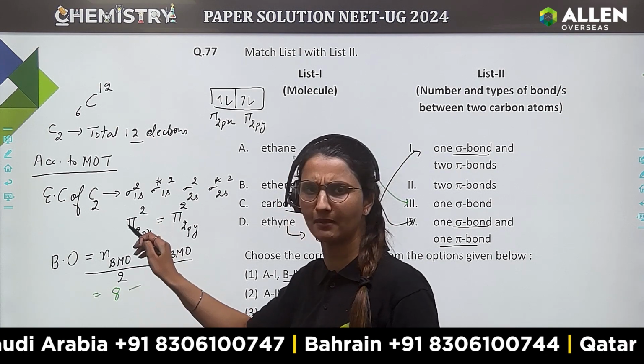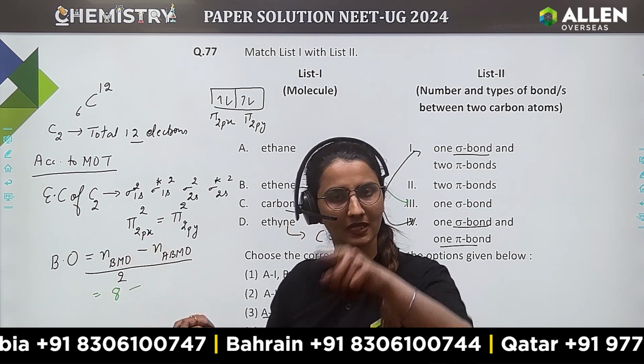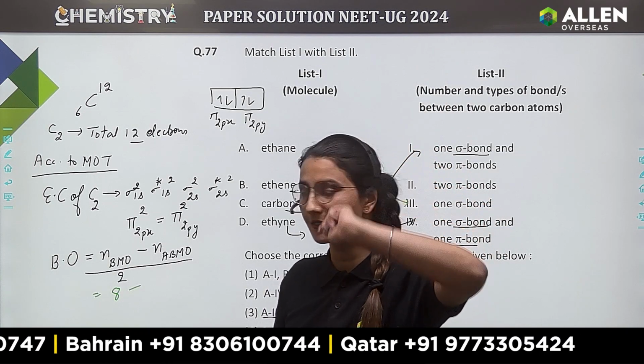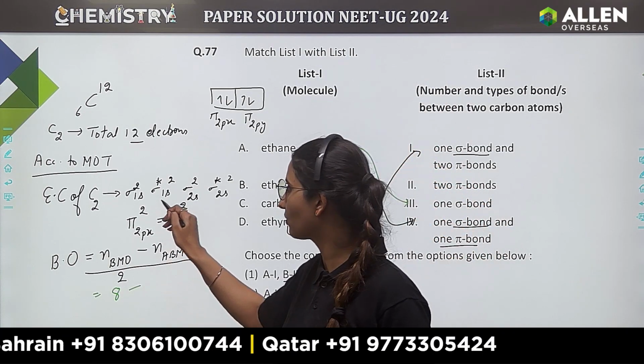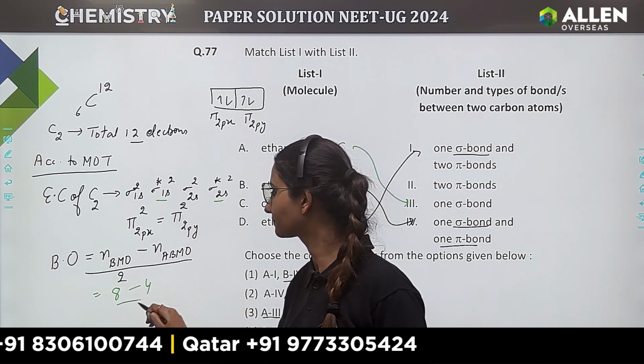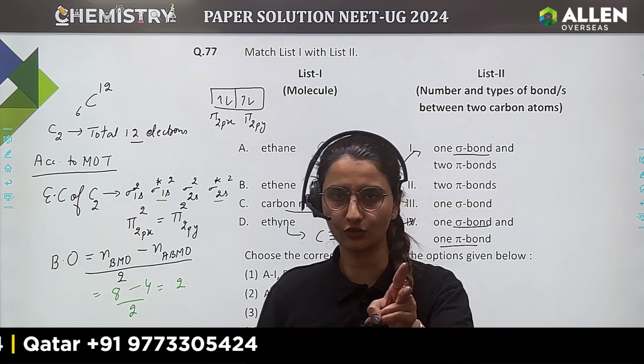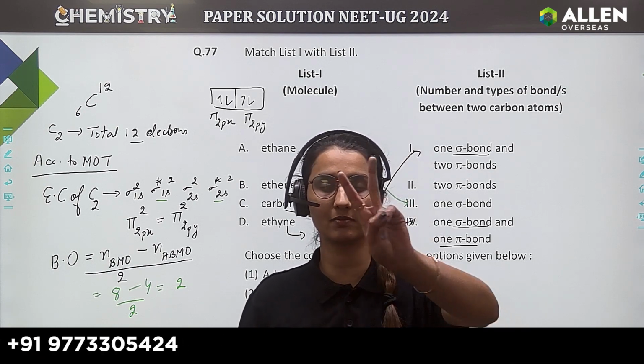Minus, is pi a BMO? Yes, there is no star, no? We make pi star 2px, pi star 2py also, right? So 8 minus, how many anti-bonding? 2 here, 2 here, 4. Bond order is 2. This is sure. In C2, bond order is how many bonds does it make? It will make 2 bonds.